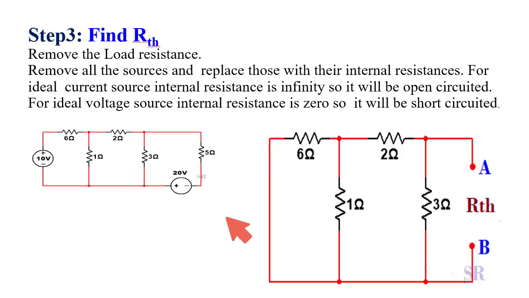Now I need to find RTH. To find RTH, the load 5 ohm resistance will be disconnected. The sources will be replaced by their internal resistances. Here both are voltage sources, so these two voltage sources will be replaced and the circuit will be shorted. See here, this place is shorted, this place is shorted. So we have to find RTH from this circuit.